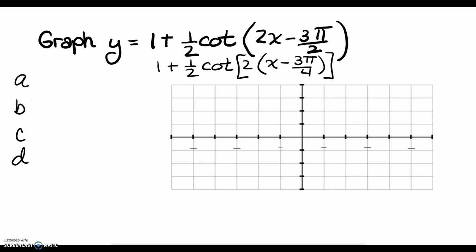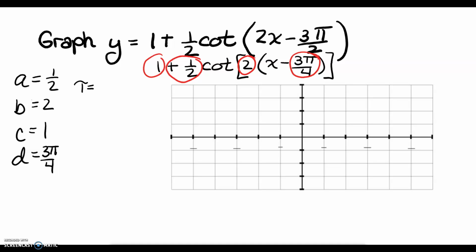A is the number in front of cotangent, so that is 1 half. B is the number that's in front of my x, so that's going to be 2. C is my vertical shift, so that's a positive 1. And D is being subtracted from x, so that's 3 pi over 4. That's my phase shift. So let's calculate our period. So our period is going to be pi over b, which is 2.